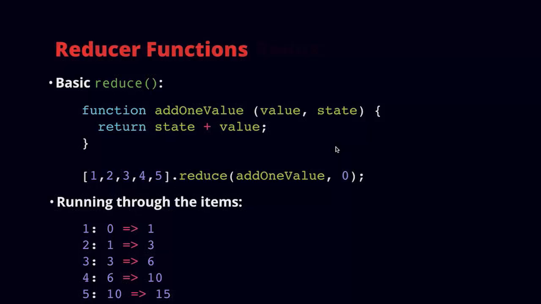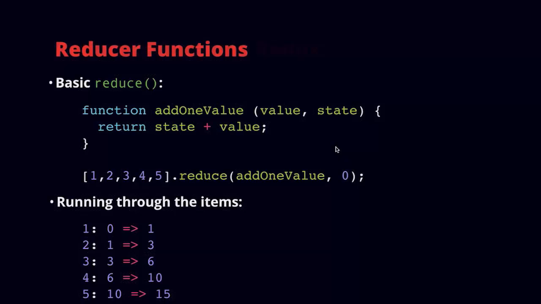So let me walk you quickly through an example of how this works. In the first invocation of add one value, the item that we're looking at, the value, is 1. Our state is 0. What add one value does is that it adds up the state. It generates the new state, which is the sum of the previous state and the value. So in this case, 1 plus 0 is 1. On the second invocation, our value is 2. This is the second item in the array. The state is the output of the previous call, which is 1 now. So 2 plus 1 gives us 3.